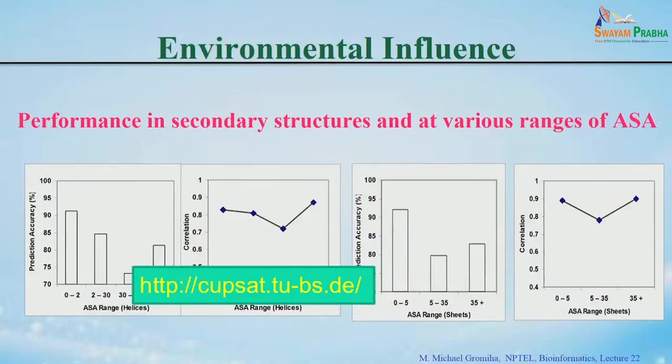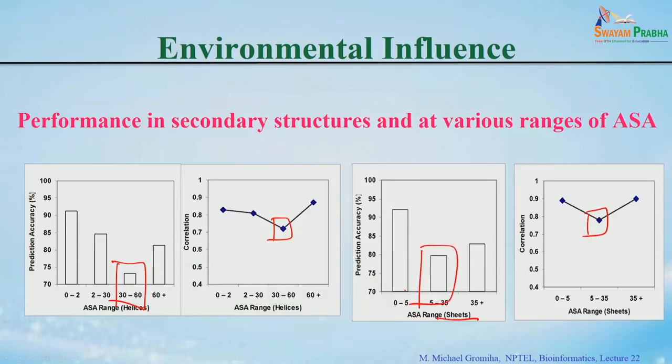Even if you add this structure information, the performance is limited. So, we see here for 60 plus solvent accessibility in helix, the performance is about 80% and the correlation is around 0.85 and so on. For the buried one you can see it is higher. For the sheet, the buried one also has higher performance. And importantly, you notice here that the partially exposed and partially buried cases have lower values compared with the completely buried or completely exposed cases.